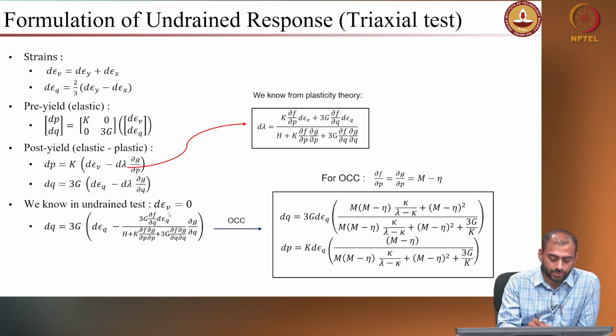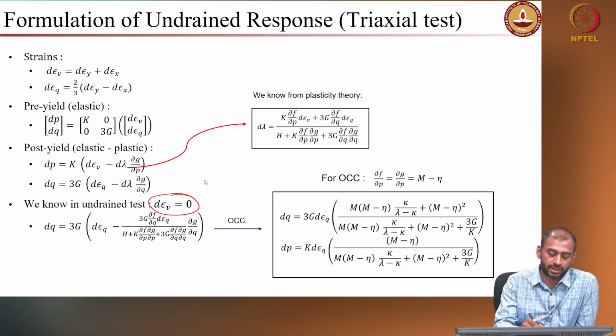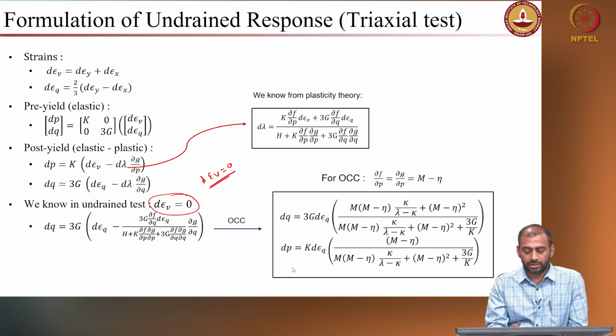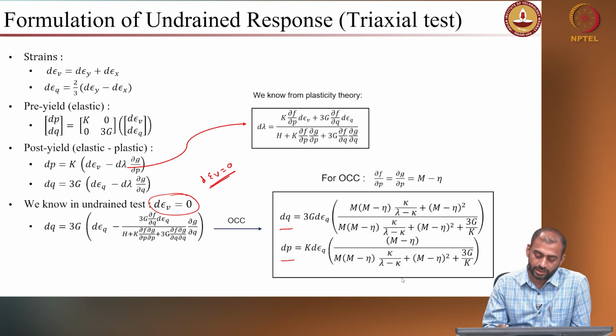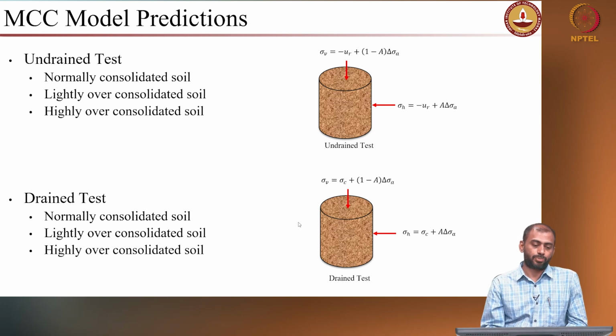You follow the same procedure, but you have a condition where your volumetric strain increment d epsilon v is equal to 0. So, if you use this condition, you can find a relation between volumetric or mean effective stress and volumetric strain, and deviatoric stress and shear strain. Right. Once you have all these things, we can actually model and try to predict the material response.